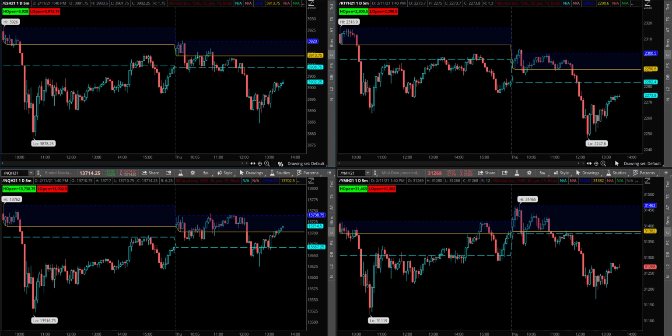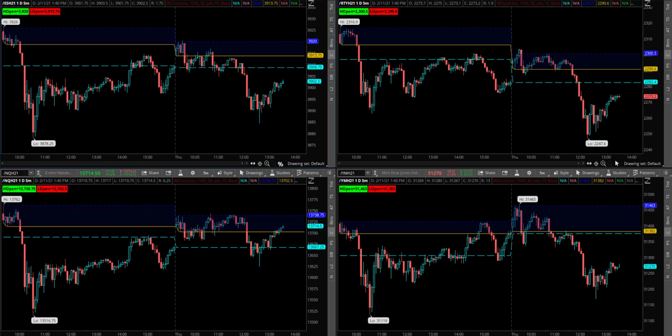It is a bit quieter today than yesterday's session, but we did get a nice little sell-off here into the afternoon. We do have a good amount of range for the volatility environment that we are in, about 36 points of range here in the S&P today.